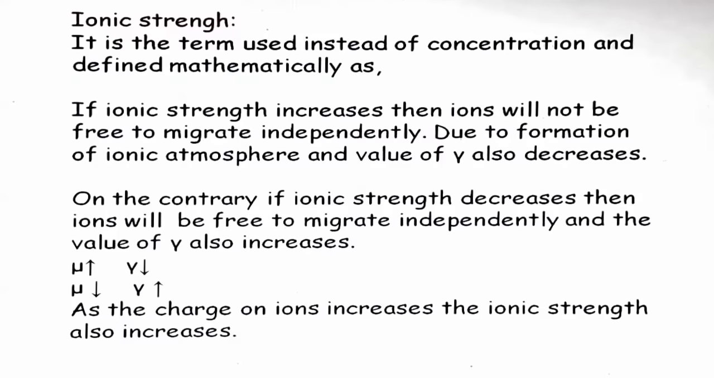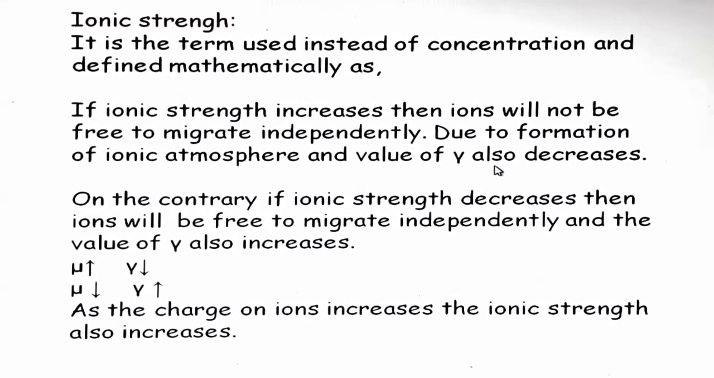Ionic strength is the term used instead of concentration and is defined mathematically as mu. So basically ionic strength and ionic atmosphere. What is the strength of an ion which can make a strong ionic atmosphere? If ionic strength increases, then ions will not be free to migrate, because strong ionic strength will form a strong ionic atmosphere, and ions will not be free to migrate independently. And due to formation of ionic atmosphere, the value of activity coefficient also decreases.